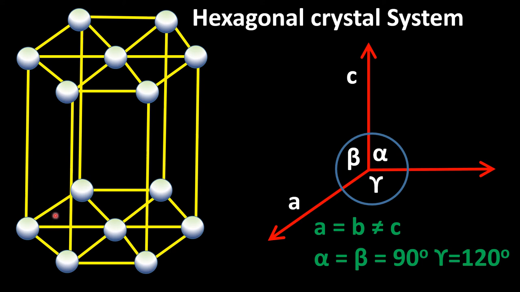But angle gamma, which is between a and b, which is the interior angle in the structure, is larger than 90 degrees and it is equal to 120 degrees. But these exterior angles, which are angle alpha, between b and c, and the angle between a and c, both these angles are 90 degrees. So this is our hexagonal crystal system.